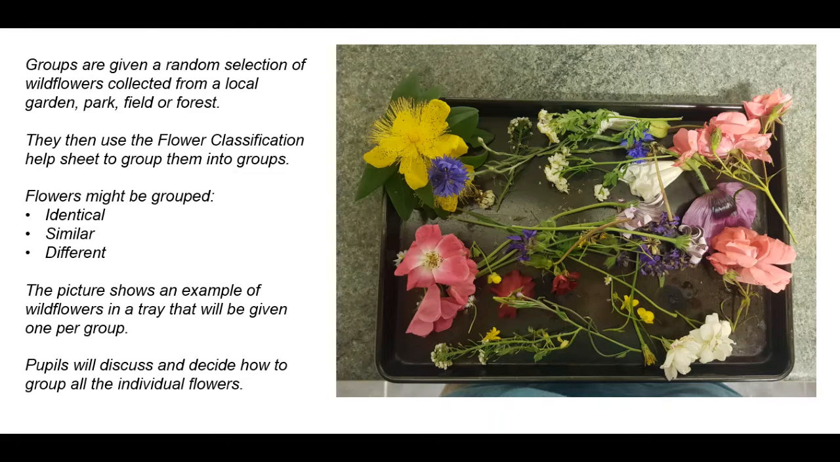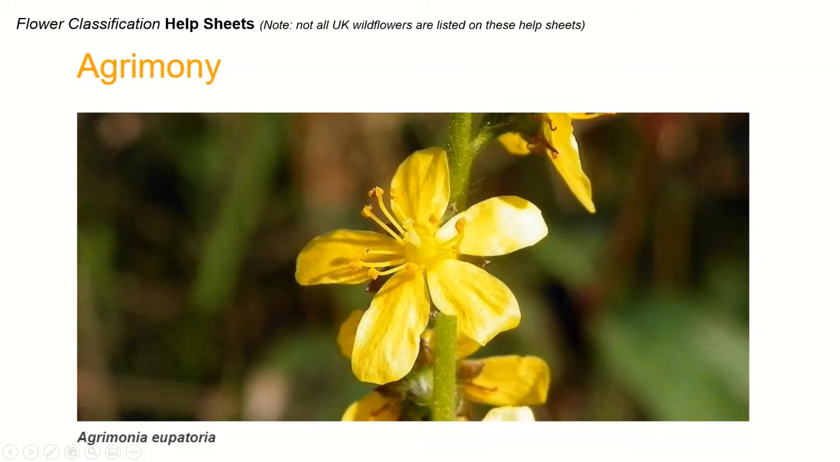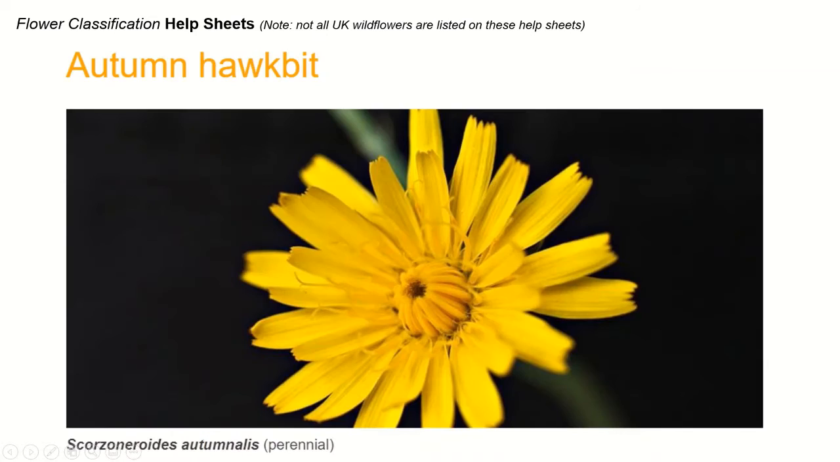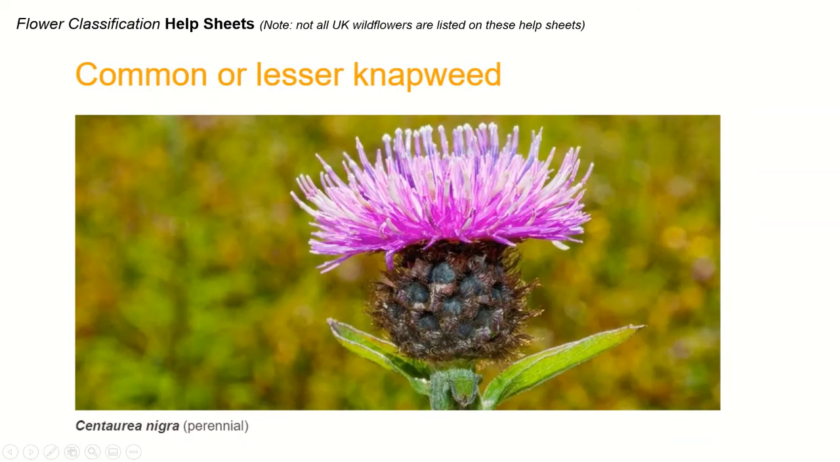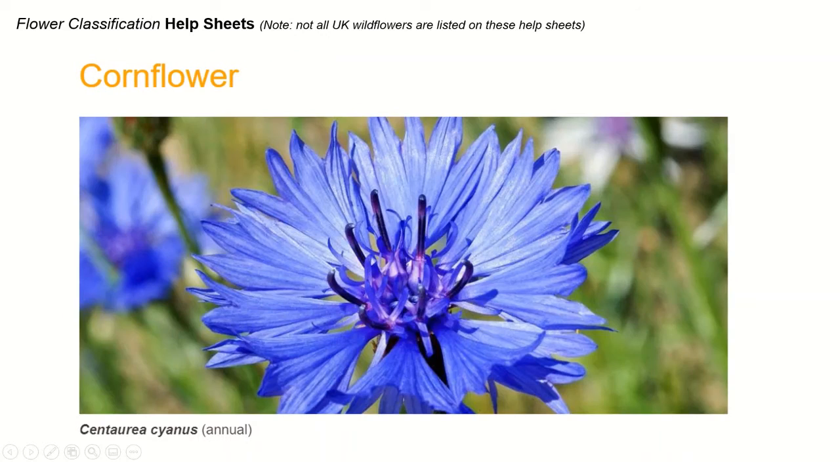For this project, you will need one tray, a selection of flowers picked from a local garden or field, and a help sheet. A flower classification help sheet is available which has scientific names and images of most, but not all, UK wildflowers to help pupils identify each species of flower and begin to start using the scientific names.